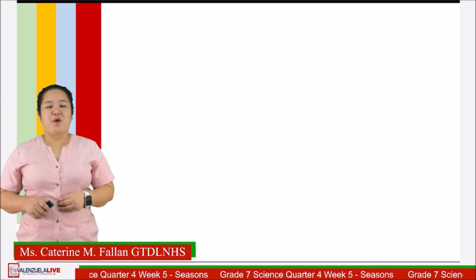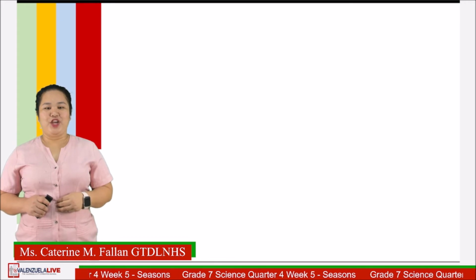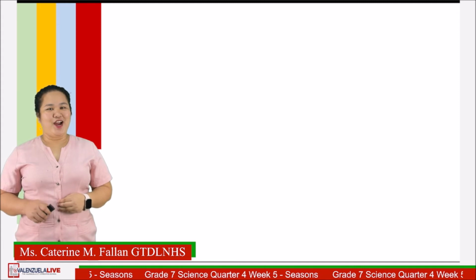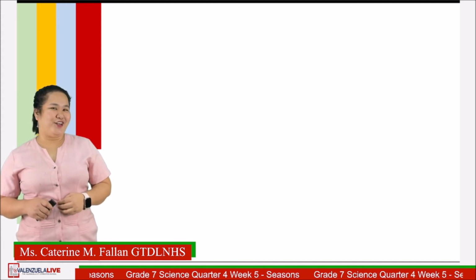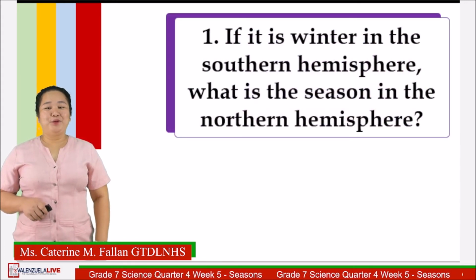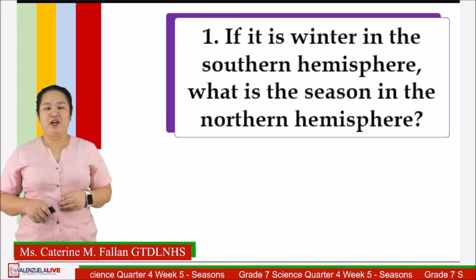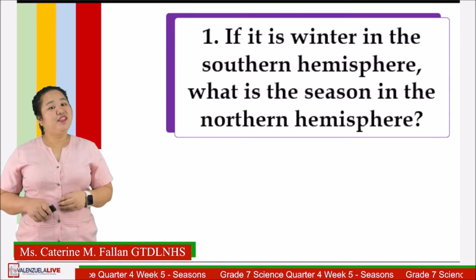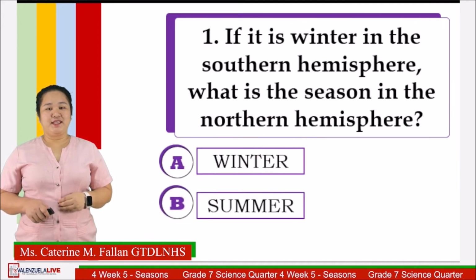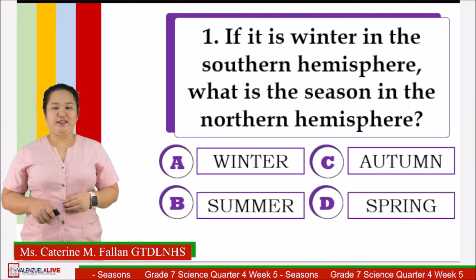We will read the question carefully and choose the letter of the correct answer. You have 5 seconds to type your answer in the comment section. Are you ready, grade 7 learners? Let us start. For question number 1, if it is winter in the southern hemisphere, what is the season in the northern hemisphere? A. Winter, B. Summer, C. Autumn, or D. Spring?